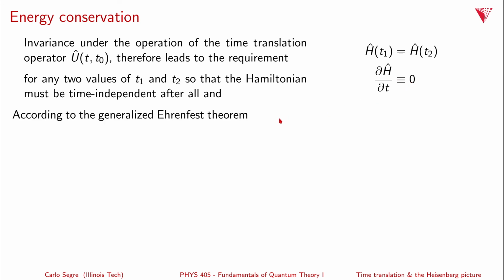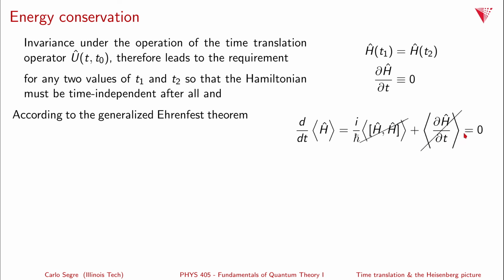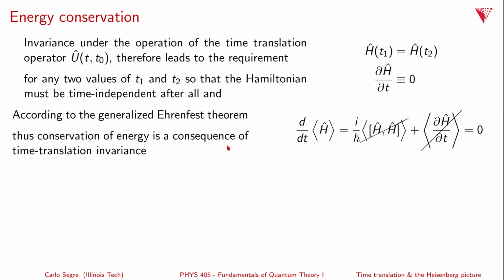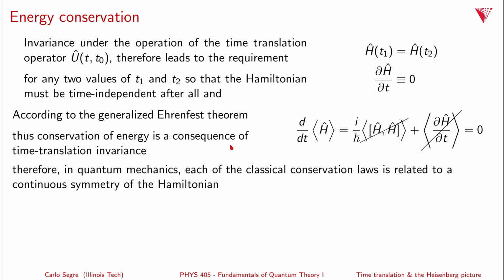Now, according to the generalized Ehrenfest theorem, the partial with respect to time of the expectation value of the Hamiltonian is equal to i over h bar times the commutator of the Hamiltonian with the Hamiltonian plus the expectation value of the time derivative of the Hamiltonian. Well, these two are both 0, and so this is equal to 0. Therefore, we recover conservation of energy, which is a consequence of time translation invariance.